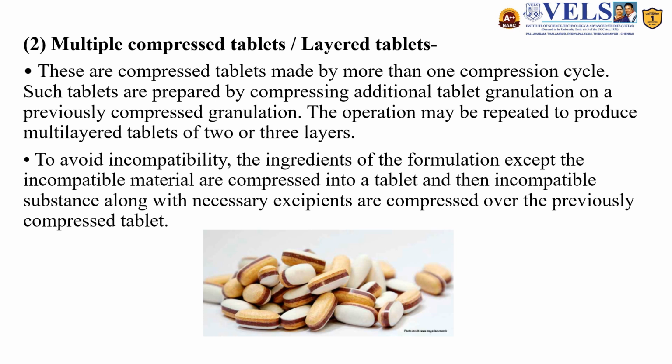Multi-compressed tablets are also called layered tablets. These are compressed tablets made by more than one compression cycle. Such tablets are prepared by compressing additional tablet granules on a previously compressed granulation. The operation may be repeated to produce multilayer tablets of two or three layers. To avoid incompatibility, the ingredients of the formulation except the incompatible material are compressed into a tablet, and then the incompatible substance along with necessary excipients is compressed over the previously compressed tablet.